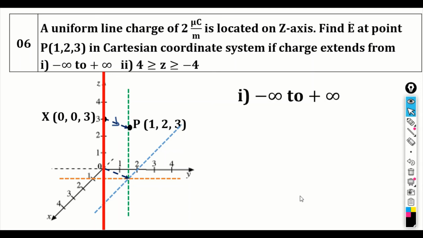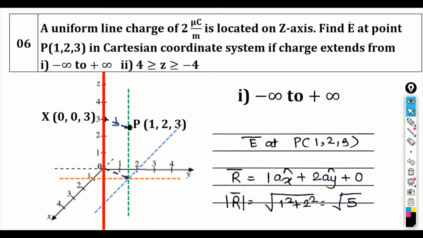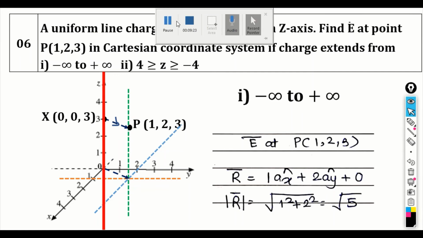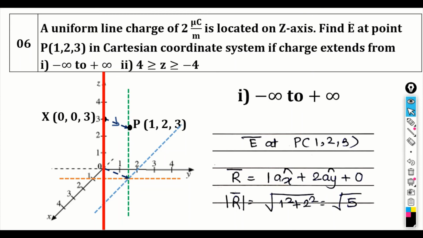The first case we will consider is the infinite line charge distribution. I am supposed to calculate the electric field intensity at the point (1, 2, 3). So write down the vector first. The vector will be towards P. So it will be 1 ax cap plus 2 ay cap. 3 minus 3 will be 0, so the z component will not be there. The magnitude of the vector r will be under root 1 square plus 2 square, that is under root 5.